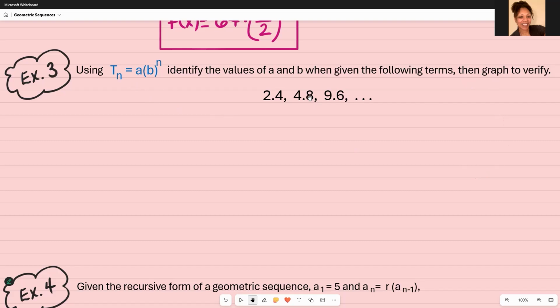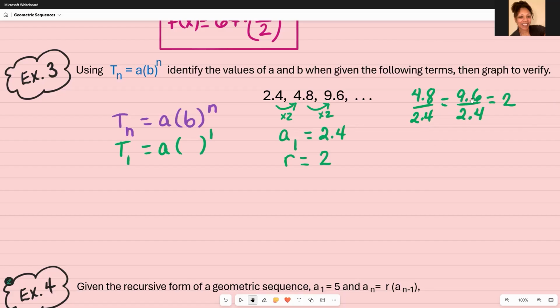I'm going to substitute what I know. I'm going to use 1 for my n. N is my term number, so that tells me that my first term is 2.4. So I'm going to replace this n with a 1. I'm trying to find A, I don't know what A is. B is going to be my common ratio, and I see n, so I'm going to replace that with 1. After doing some calculations, I recognize that my common ratio is 2.